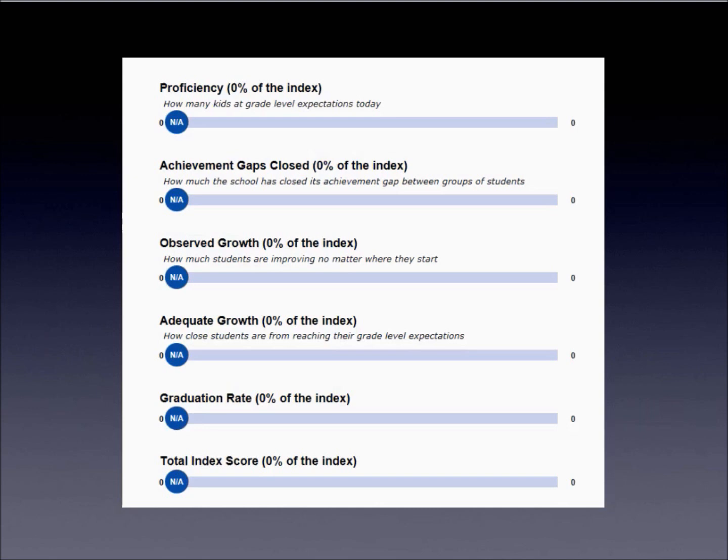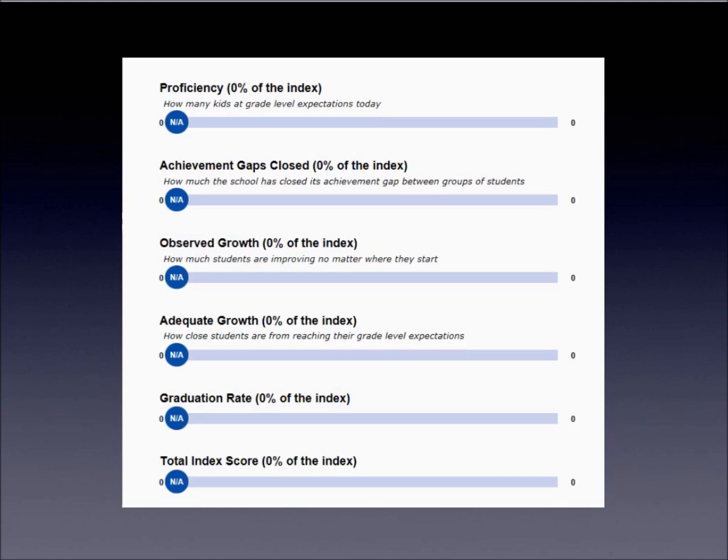This year we have the achievement gap being closed, which is how students who are part of some subgroup perform in relationship to the school as a whole. So if you take your special ed population or some minority population and you improve its achievements, you get more points towards your index score that you need.